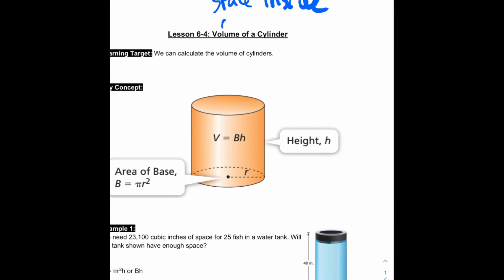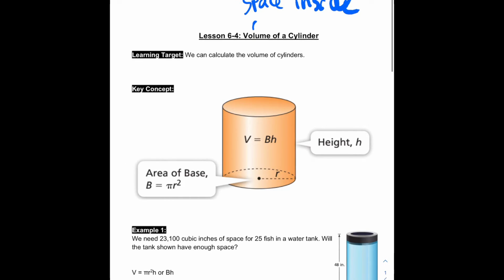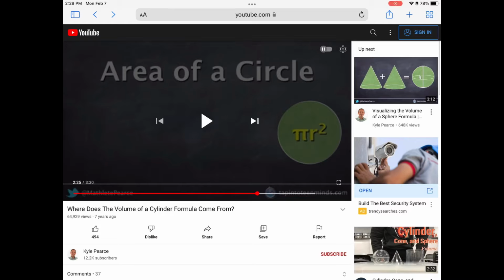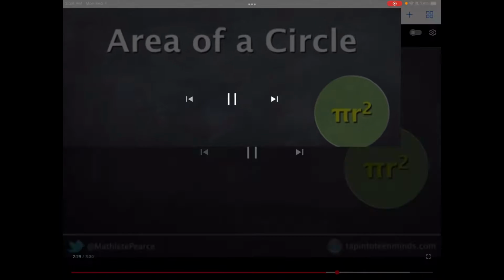Now, I want you to just notice how the formula works. So here is our volume formula. It's big B times H, and big B stands for the area of the base, which again is a circle, which is pi r squared. Back to the base of our cylinder, which is a circle. We know how to find the area of a circle.